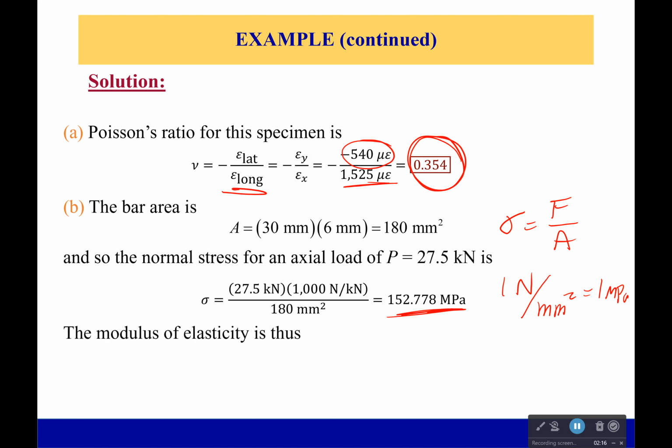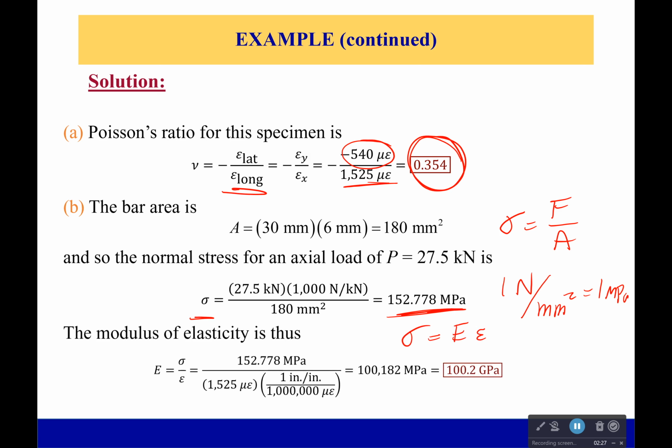Now we know the longitudinal strain, we know what the stress is, and those are connected by Hooke's law as long as we're inside of that elastic region. So now let's calculate our elasticity, which is simply going to be the stress divided by my strain. Since I had microstrains, I'm going to have to convert that to regular old average strains. You could just use the epsilon here if you wanted to, but if you want to write inch per inch or meter per meter, whatever it was, you can do that. Okay. And so with that, we get 100,182 megapascals, or 100.2 gigapascals, which makes a lot of sense.